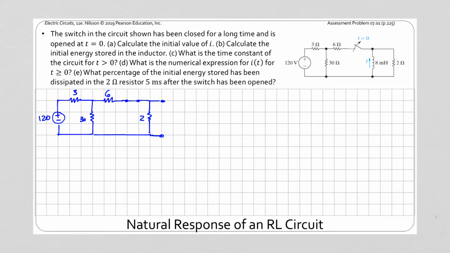So if we're trying to find a Norton equivalent circuit, the first thing we're going to do is look for the short circuit current that's going to give us our Norton source current. Notice right here, this 2 ohm resistor is being shorted out by that short circuit, so that's just going to go away completely. Notice that the 6 ohm resistor and the 30 ohm resistor are in parallel with one another.